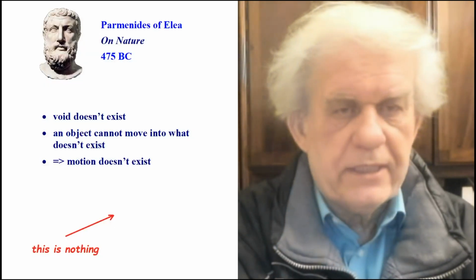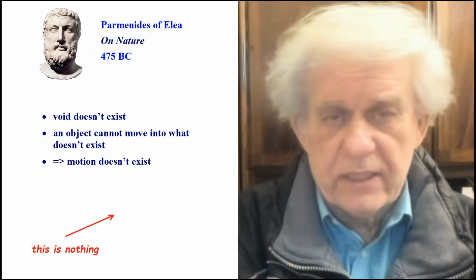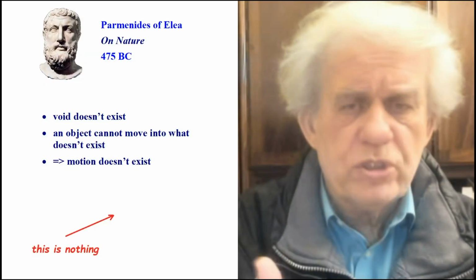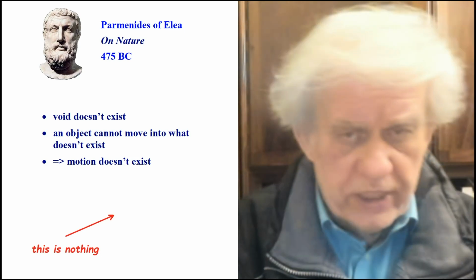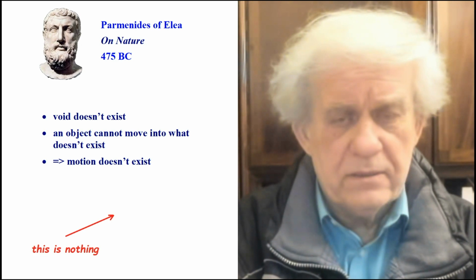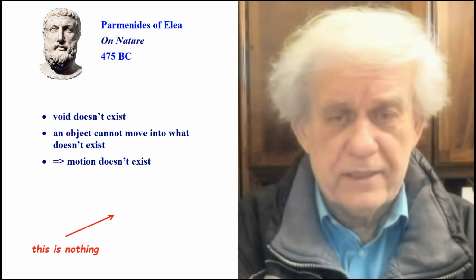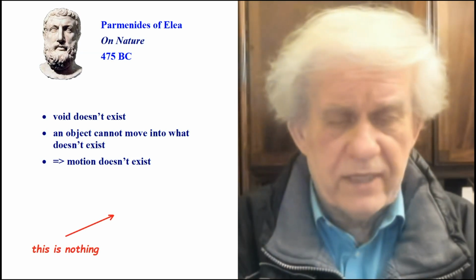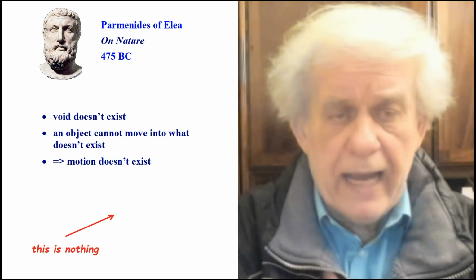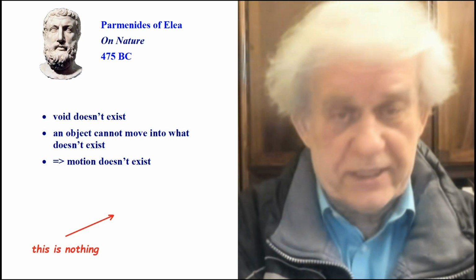Okay, so what did Parmenides say? Well, he's credited with saying the following. Void, because he's going to explain that motion doesn't exist. So that's going to be his argument. Void doesn't exist. Nothing doesn't exist. There's nothing there, so it doesn't exist. Whatever exists means, but he just took it for granted. He said the void doesn't exist. An object cannot move into what doesn't exist.